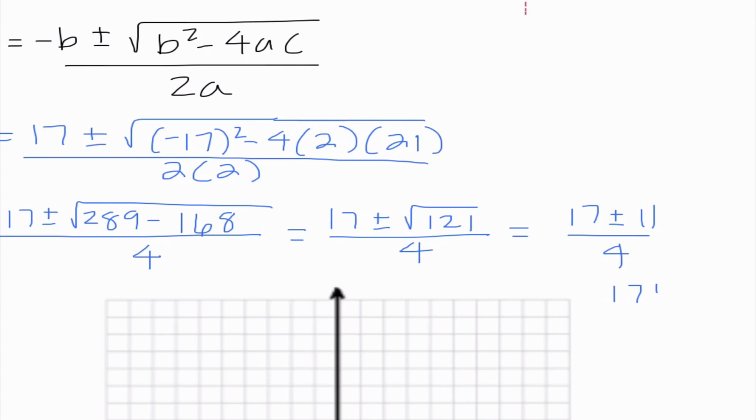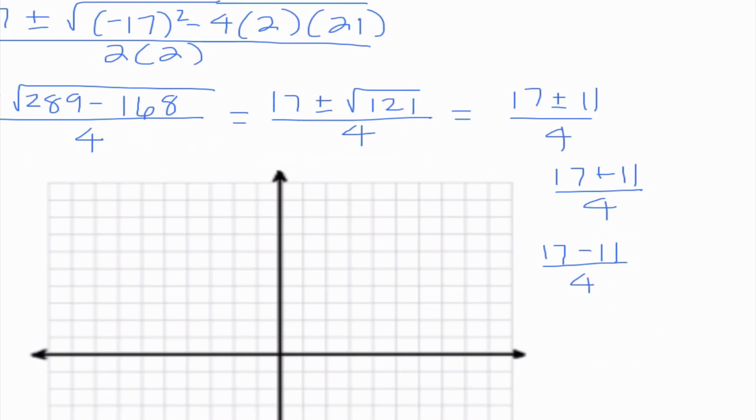Once again, I know that we have two different answers here. I have 17 plus 11 over 4, and I have 17 minus 11 over 4. So I end up getting 28 over 4, which is 7, and I get 6 over 4, which is 3/2. So these are our two answers.